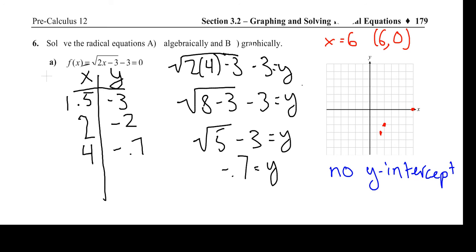So then 1, 2, 3, 4, and then negative 0.7 down. So you kind of have to eyeball that. So that's kind of what that's going to look like. And then your graph is kind of just going to look like that, and make an arrow there because that's what that looks like. So here we go. So that's what your graph looks like.